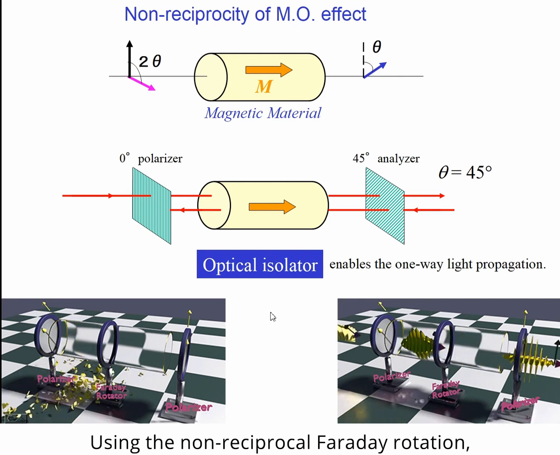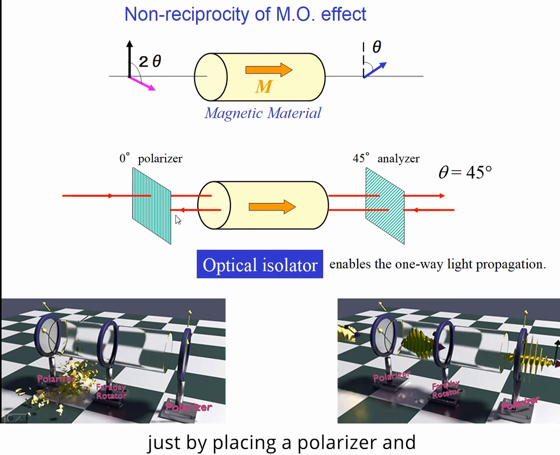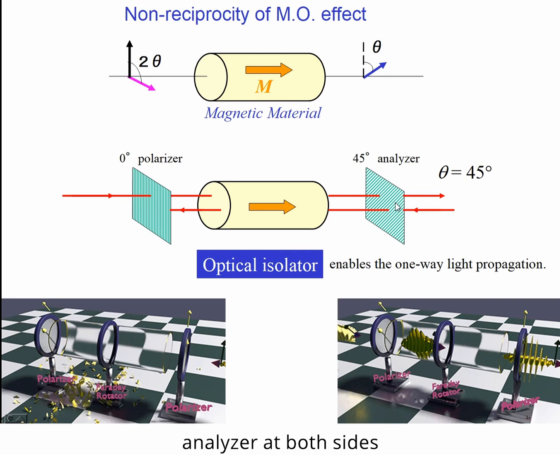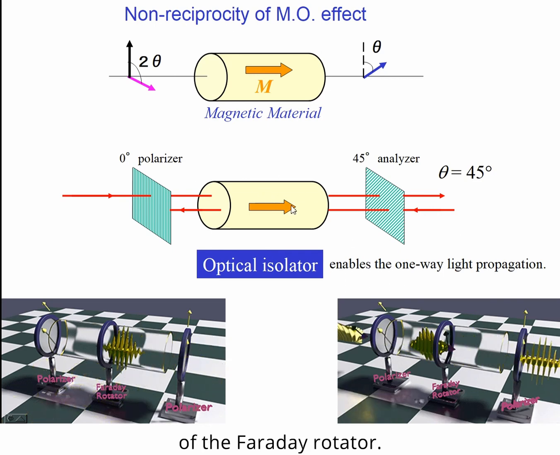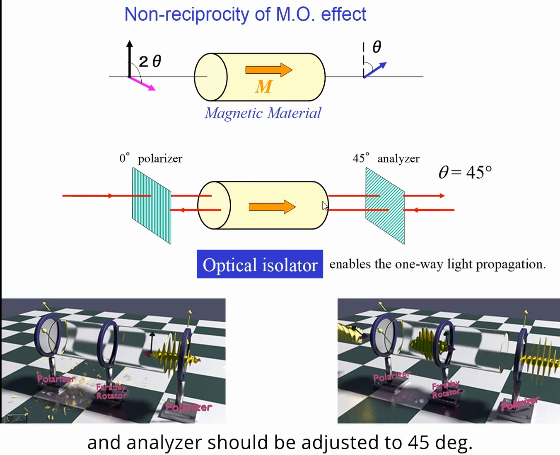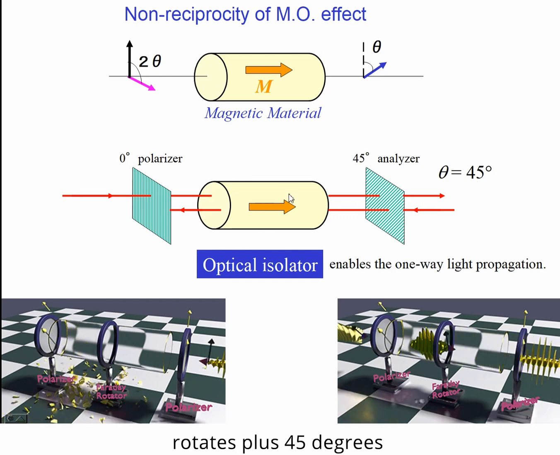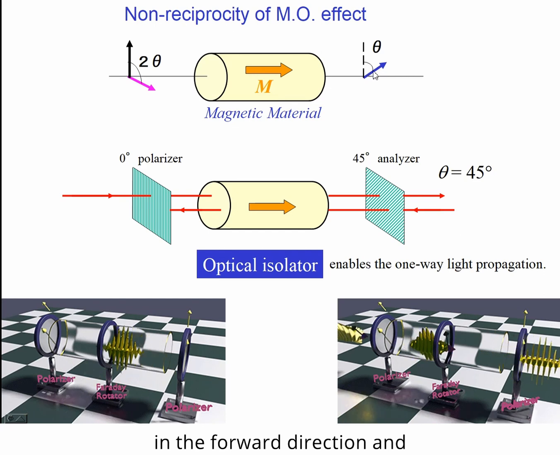Using the non-reciprocal Faraday rotation, the optical isolator can be fabricated just by placing a polarizer and analyzer at both sides of a Faraday rotator. The Faraday rotation and the angle between axes of polarizer and analyzer should be adjusted to 45 degrees. Then the polarization of light rotates plus 45 degrees in the forward direction, and light can pass the analyzer in the forward direction.